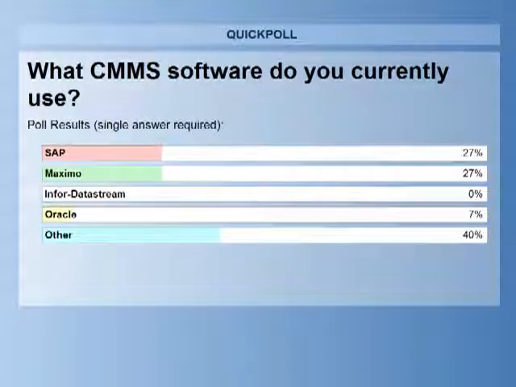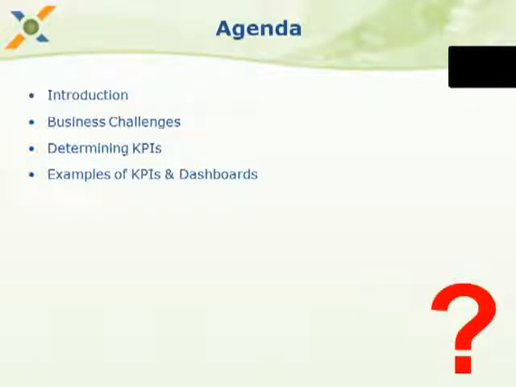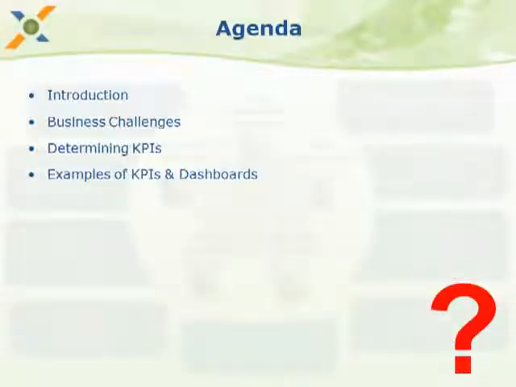All right, Sunil, it looks like we have, excuse me, 40% is coming in at other. We've got a tie at 27%, both saying SAP and Maximo. 7% is saying Oracle, and no one is coming in at Infor or DataStream. All right. Good to know what people are using.